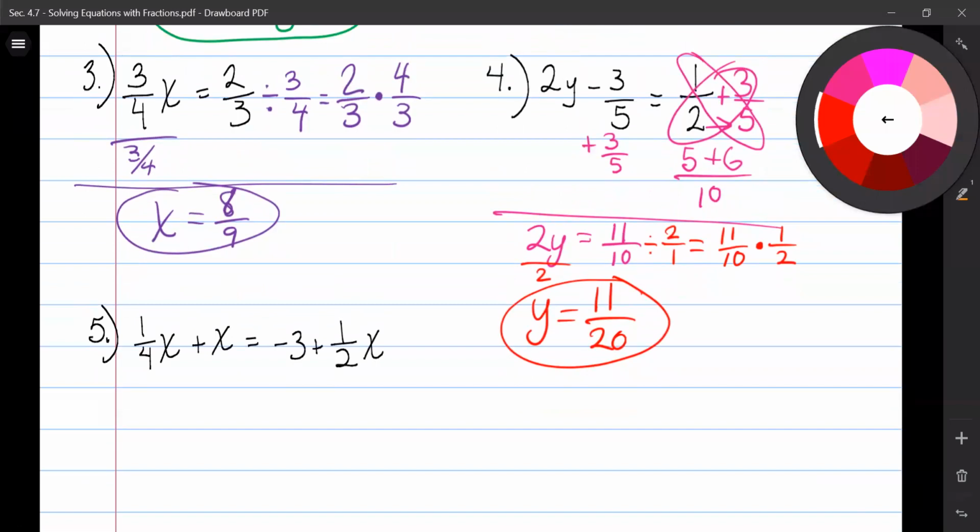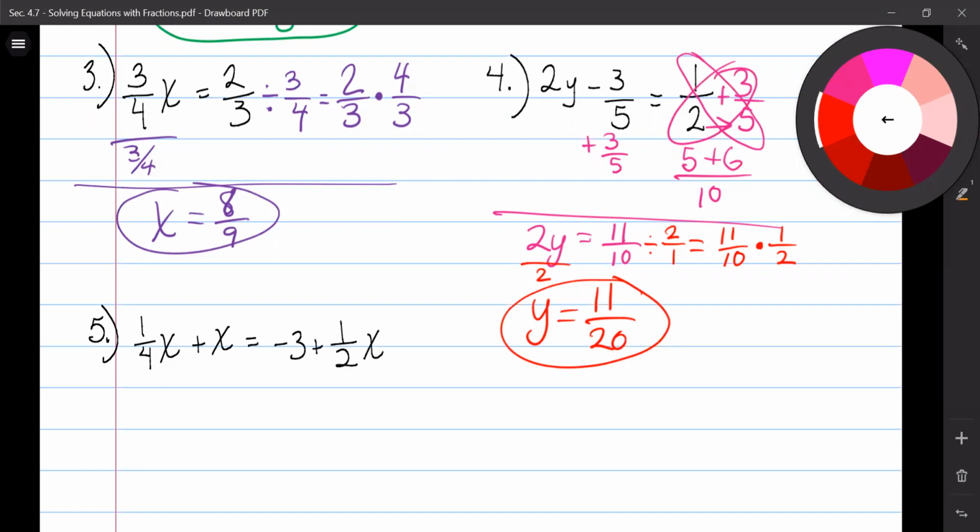All right. Number 5. So we could continue to do this like normal, but it'll be a lot easier if we just figure out the LCD and then we multiply that across.